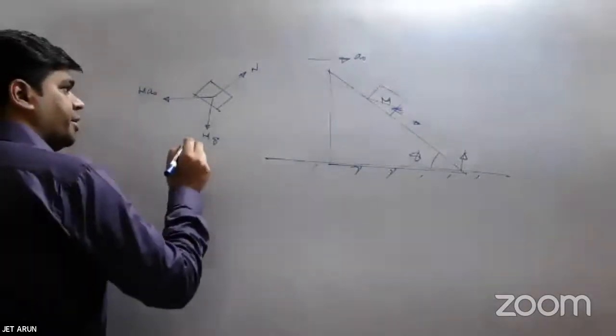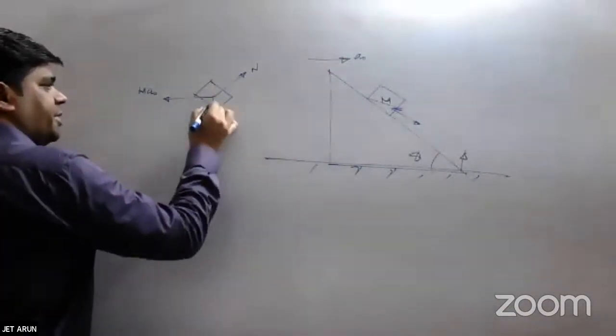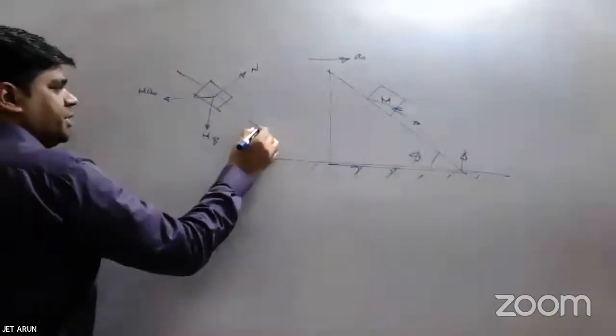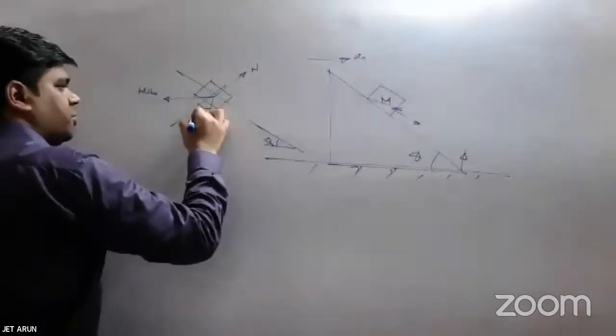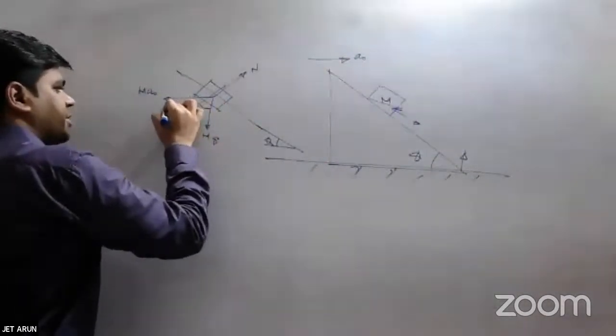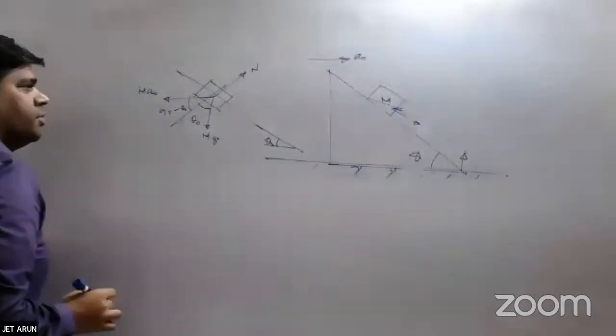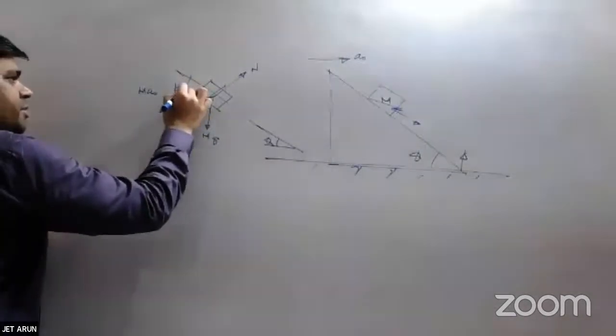All right, good. Next, this is theta. If this is theta, this is also theta. This is 90 minus theta. This is again theta.